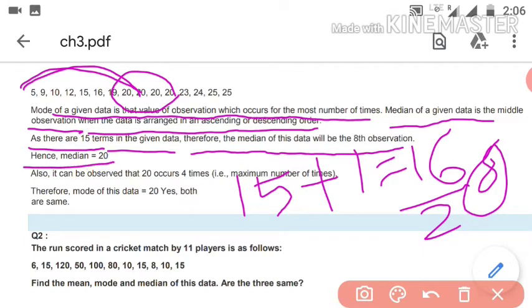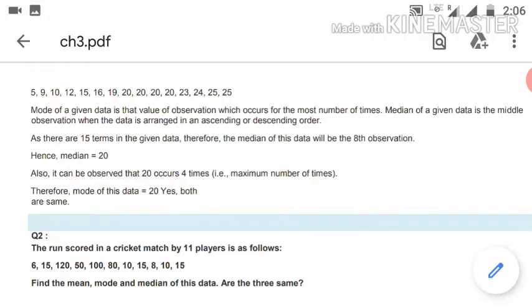Hence the median is equal to how much? 20. Also it can be observed that 20 occurs 4 times. So 20 occurs how many times? 4 times. That is the maximum number of times. Therefore the mode of this data is 20. And one question was asked: are they the same? So what you have to write? Yes, both are the same because median is also 20 and mode is also 20. So they are the same.